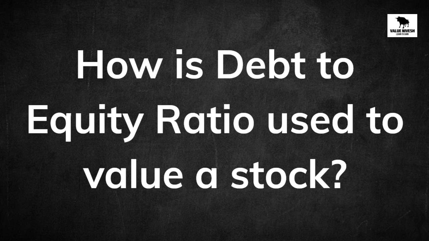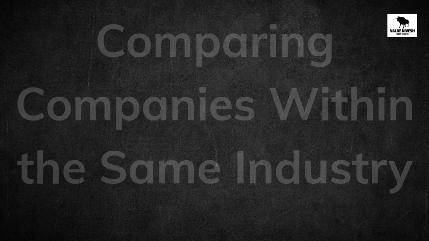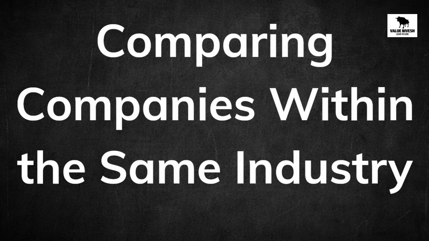We will see a few ways in which the debt-to-equity ratio can be used in stock valuation. Number 1 is comparing companies within the same industry. Investors can compare the debt-to-equity ratios of different companies within the same industry to determine which companies are more financially leveraged. A higher debt-to-equity ratio may indicate that a company is taking on more debt relative to its equity, which could lead to higher interest payments and potentially greater financial risk. By comparing the ratios, investors can gain a better understanding of which companies are better positioned to weather financial headwinds and which companies may be more vulnerable.